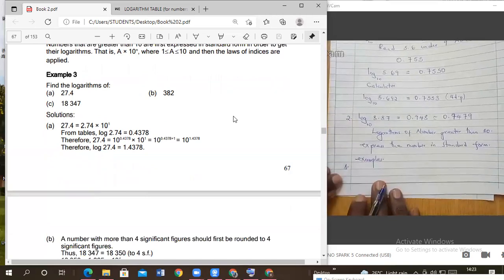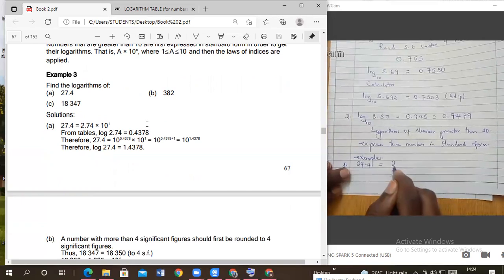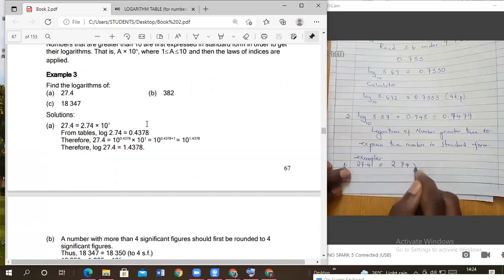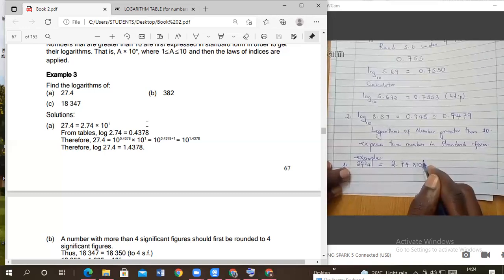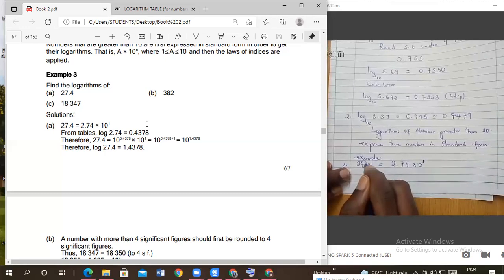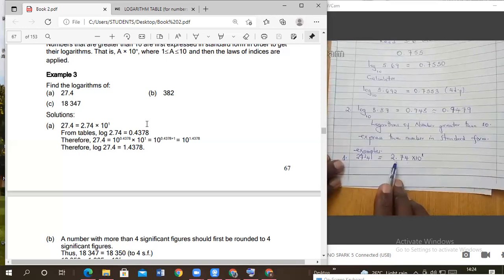Number 1. They're saying find the logarithm of 27.4. So what is this one in standard form? This one is going to be 2.74. How many steps have you moved? Only 1 step. From the point here, we have moved only 1 step. Okay? So now we have 2.74 times 10 to the power 1.